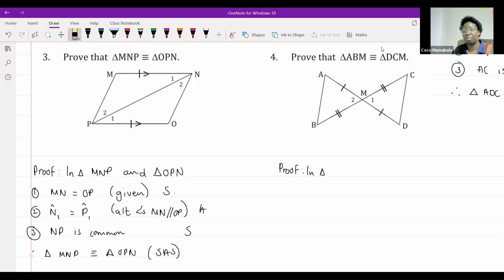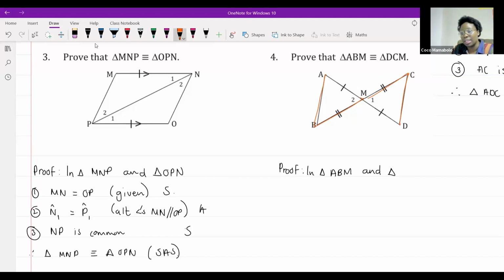Again, proof in triangle. I'm going to start at A, B, M. I can see they go from there, past the one with nothing, and then past the one with 2. So triangle ABM and triangle. Now, they went from A, past nothing, and then 2 of them. So I can't decide to go from C down and then past 1. I need to follow their movement. So from D, past nothing, and then past 2. So it should be DCM.